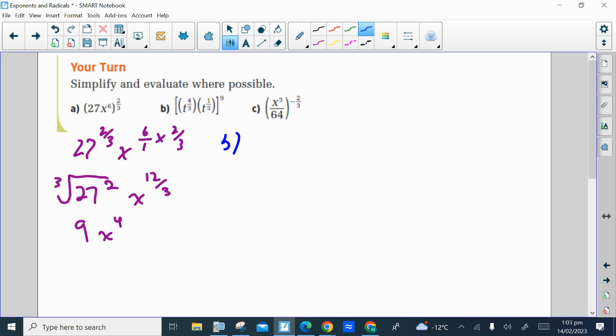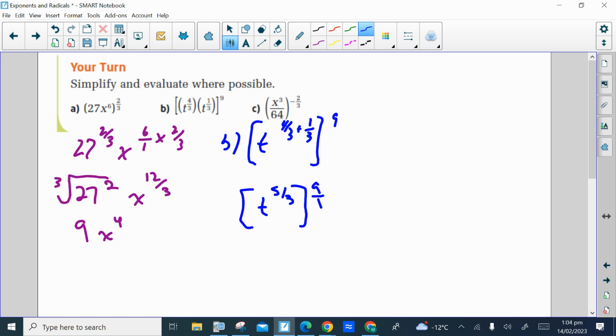Question B. Inside the bracket, you're multiplying powers with the same base. So Brooklyn, what do we do to the exponents? Yeah, and what happens to the base? Stays the same. So you're going to add 4/3 and 1/3. And in this case, you've got a common denominator there. Both of those fractions have a denominator of 3. So you can add the top number. 4 plus 1 is 5. Keep the same denominator. And that's raised to the power 9, or 9 over 1.